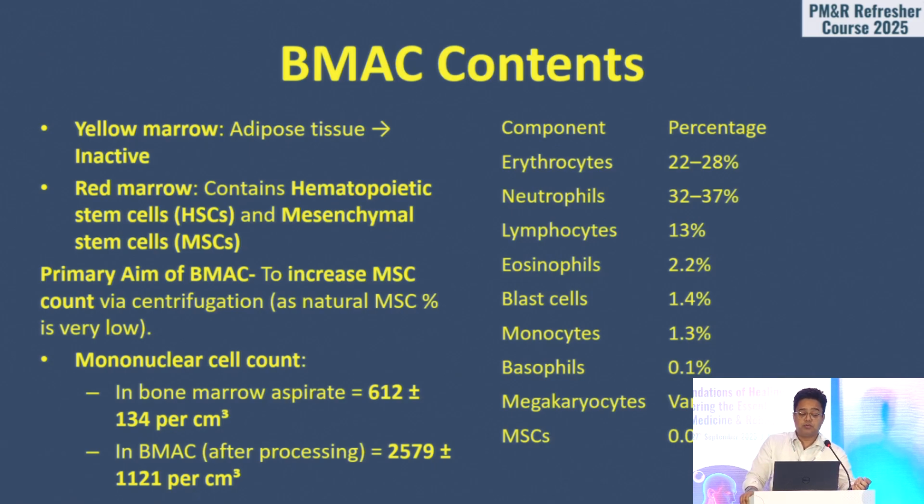If we talk about the content, BMAC contains some yellow marrow and red marrow, containing hematopoietic stem cells and mesenchymal stem cells, and the primary aim of BMAC is to increase MSCs via centrifugation. The count in bone marrow aspirate is around 612 per cubic centimeter, and in BMAC it is around 2579.